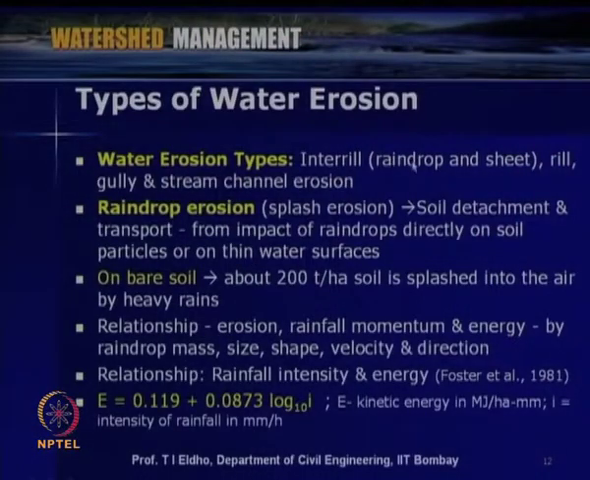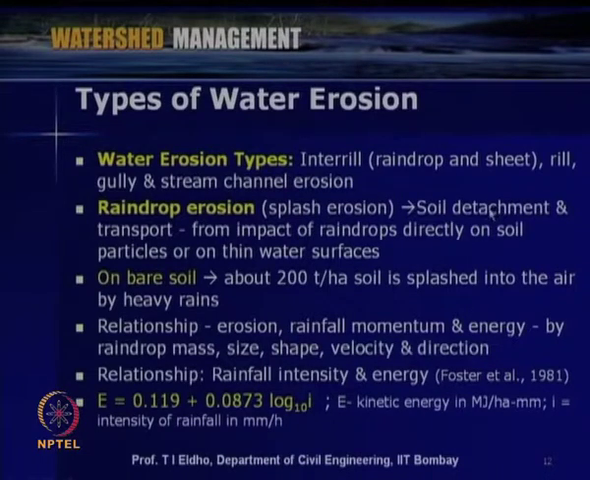Now we are discussing water erosion. Water is one of the major factors causing soil erosion. Depending upon the conditions, we can classify water erosion types as follows: interrill, which we can combine like raindrop and sheet erosion, then rill, gully and stream channel erosion. These are the different types of water erosion. So, let us see the first one, the raindrop erosion or splash erosion.